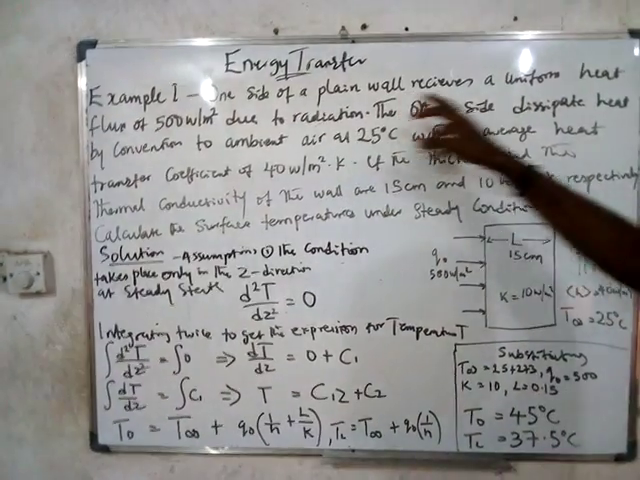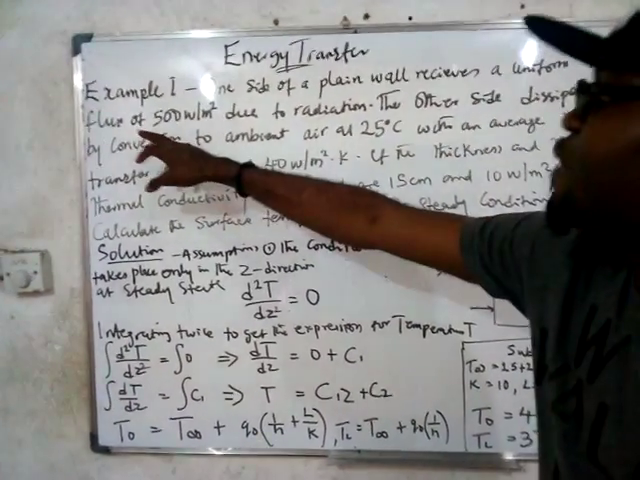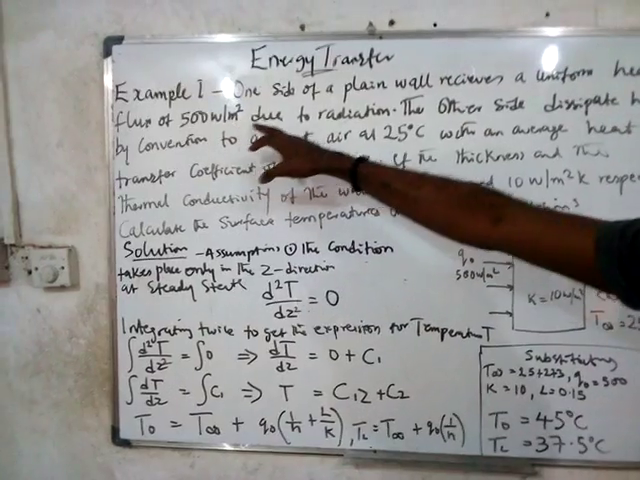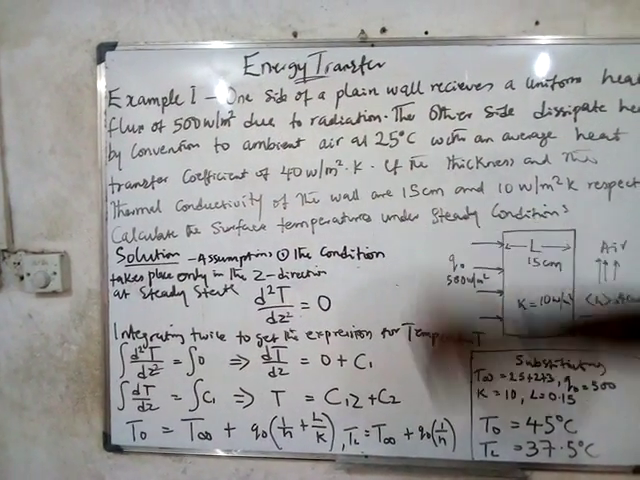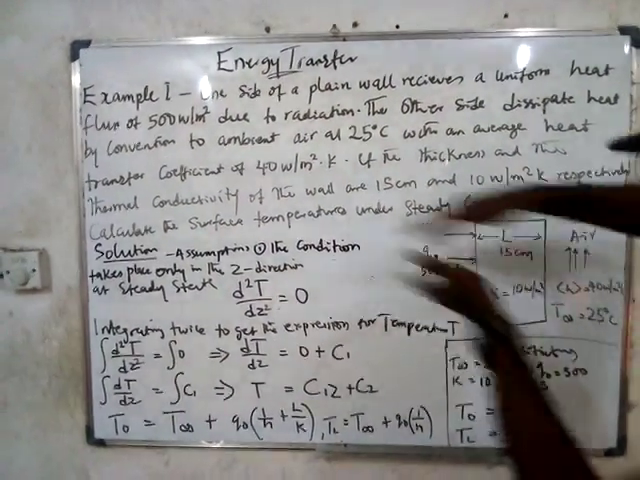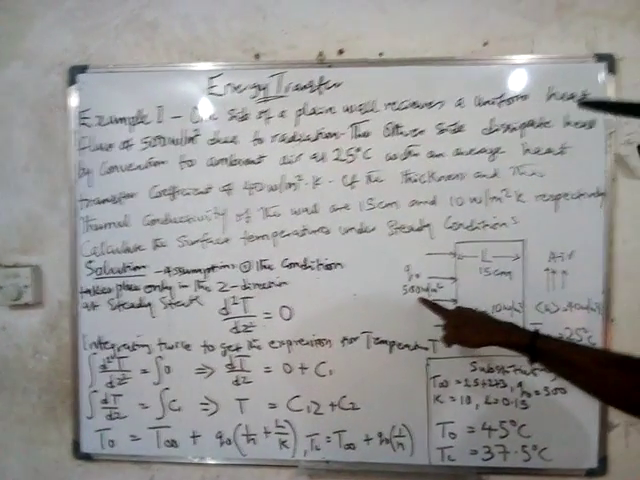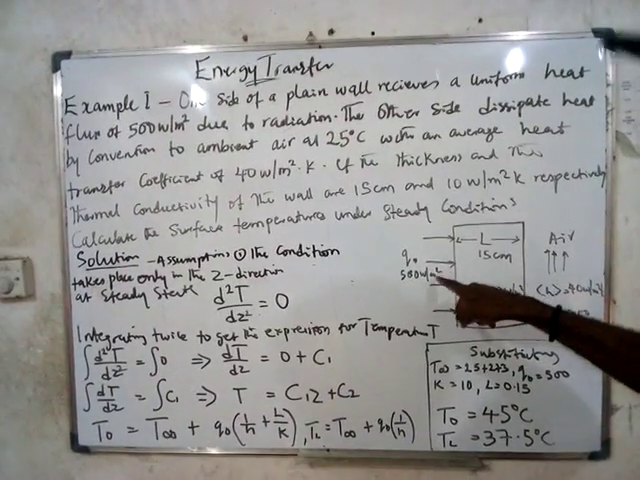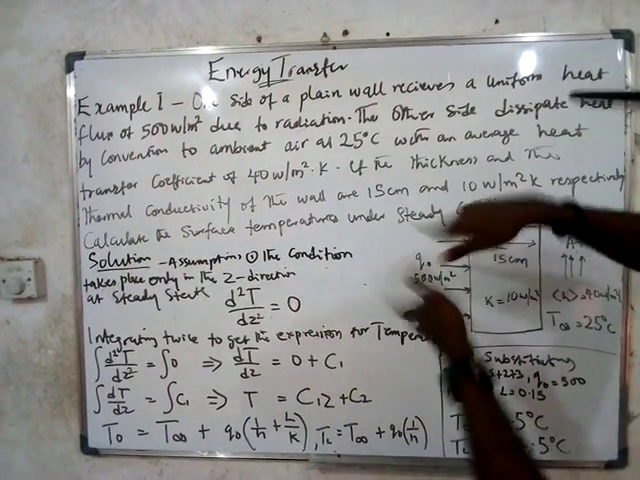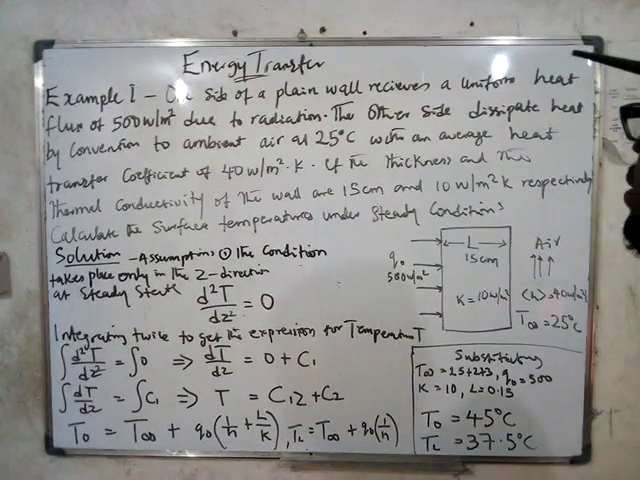One side of a plane wall receives uniform heat flux of 500 watts per meter squared due to radiation. So there is radiant energy hitting this side of the wall with a flux of 500 watts per meter squared. Radiant energy, maybe from the sun or somewhere else.